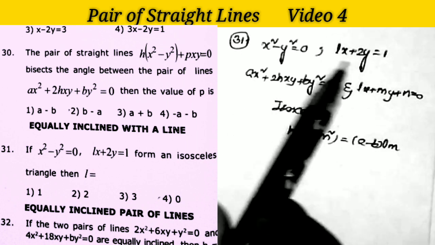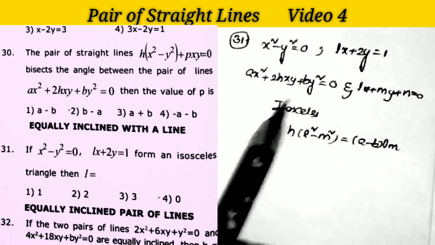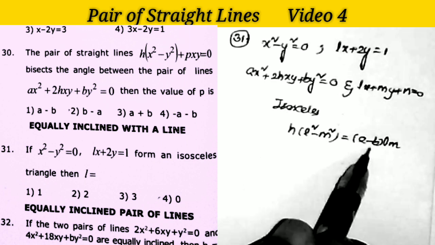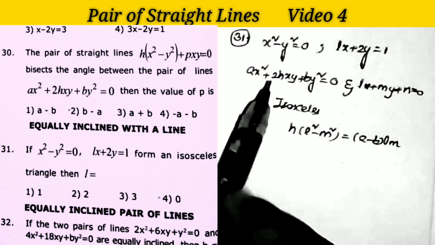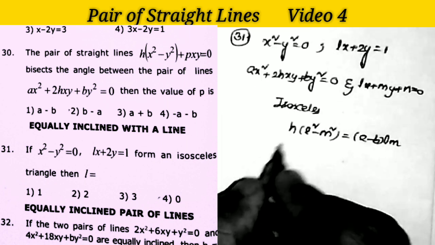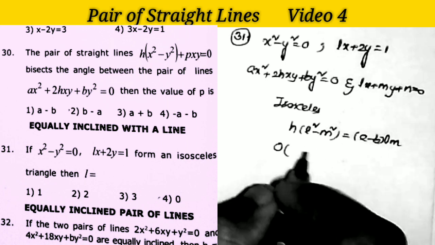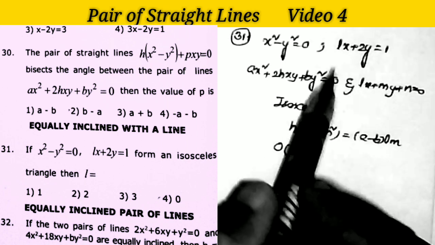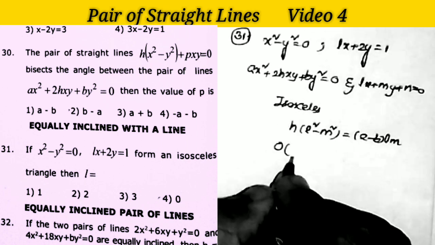So clearly here, given that the given equations form an isosceles triangle, we replace the values in this condition. What is the h value? There is no xy term in the given pair of straight lines, so h is equal to 0. And what are the l, m values? l is equal to l, m is equal to 2.